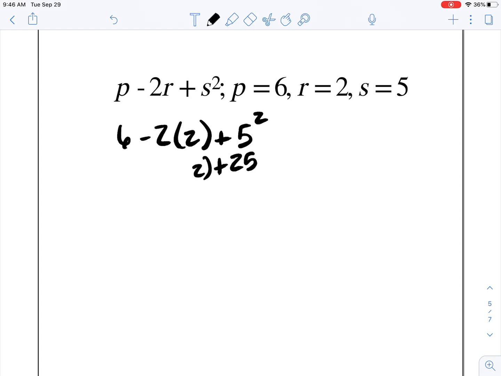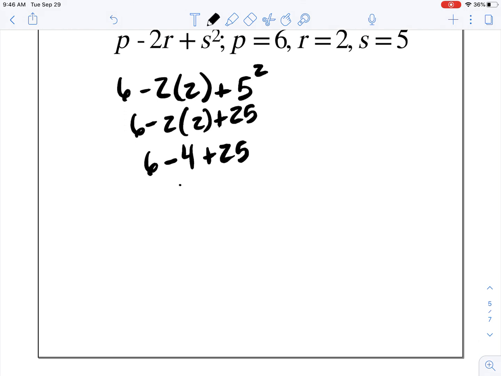And then I'm going to rewrite everything, and this is a really good habit to get into because you want to show every step you take, and then you make sure that you've done everything in the right order. So I'm going to come to the front. Now I have 6 minus 2 times 2 plus 25. So that 2 times 2 is 4. I'm going to rewrite everything. Now I can go left to right. 6 minus 4 is 2 plus 25. So my answer is 27.